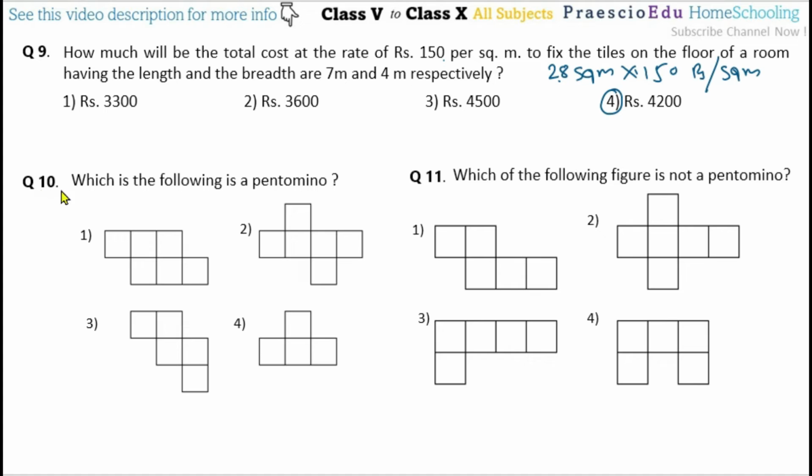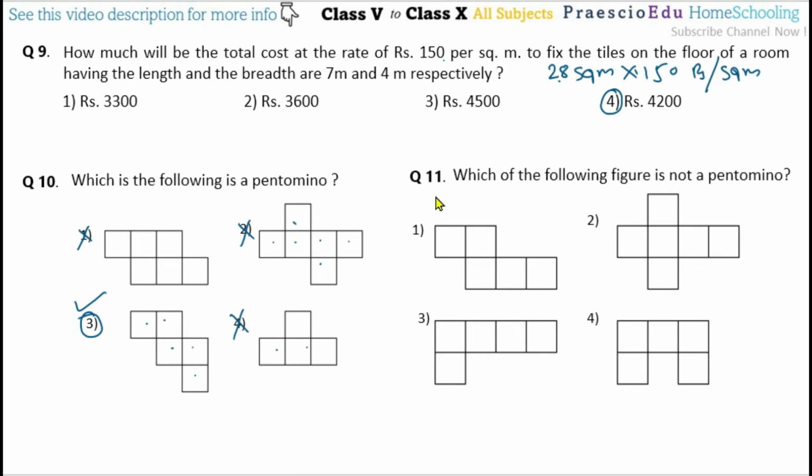Now question number 10, which of the following is a pentomino? Now pentomino means there are 5 equal squares. Okay, so 5 means there is 1 2 3 4 5 6. So here the 6 means this is not a pentomino. Now 1 2 3 4 5 6, this one also not. 1 2 3 4 5, so this one, and here only 4 are mentioned, so this one also not. So option number 3 is the correct one.